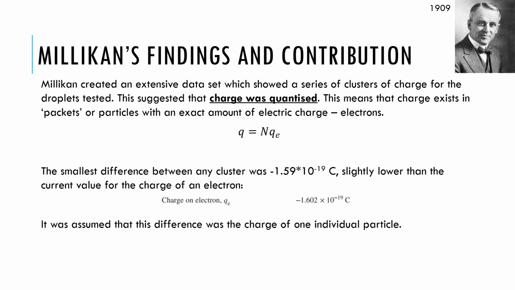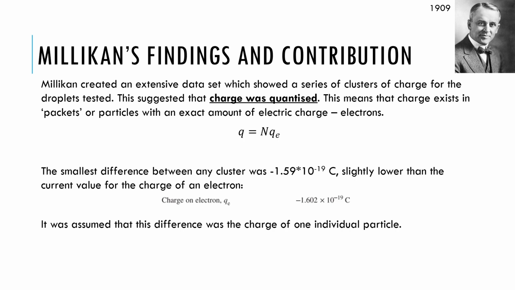Millikan repeated this experiment with countless charged oil droplets, yielding him a very extensive data set. And what he noticed was that his calculated charges existed in clusters. What this meant was that the droplets of oil did not take on a continuous series of charges. Instead, it was picking up quantized packets of charge, suggesting that the charges were attaching to the droplets of oil as particles with an exact amount of electric charge. In other words, electrons. What he concluded was that the charge of any of the oil droplets was equal to the number of electric charges picked up multiplied by the charge of these individual charged particles, the electrons.